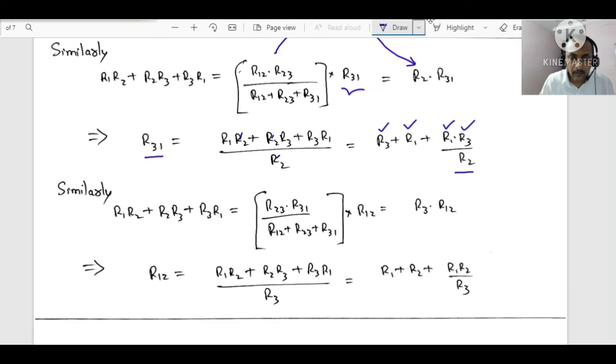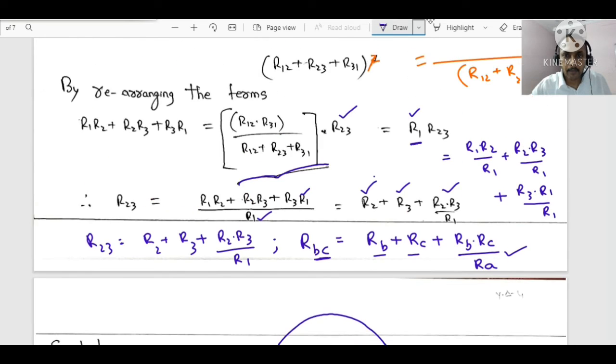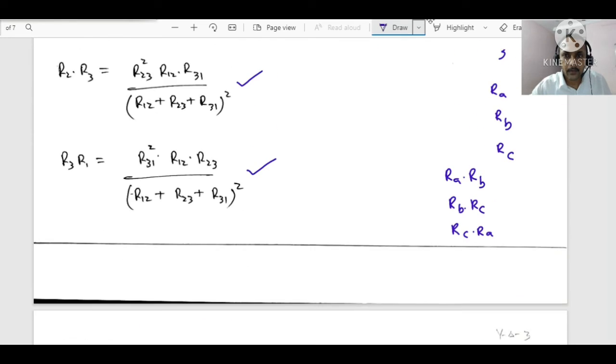Similarly, for the previous term, you rearrange the terms and separate R12. Step by step we are coming. Whatever is in the bracket for 2, 3, 3, 1 is equal to R3. Now your R12 will be R1 plus R2 plus R1 into R2 divided by R3. Very simple. For all these, dear students, I repeat again, the basic approach is to observe step by step.